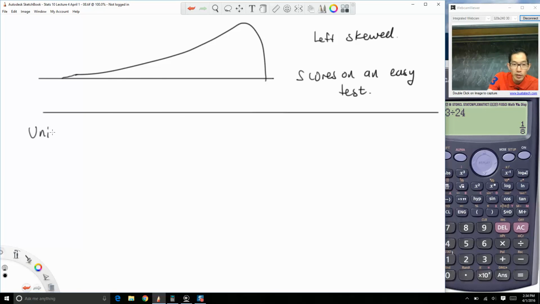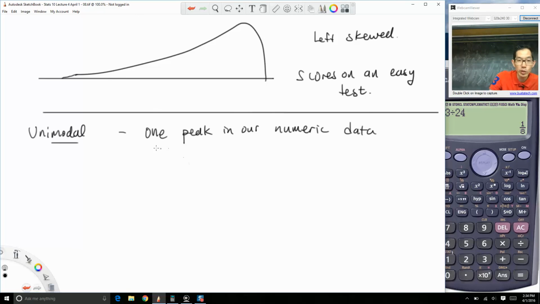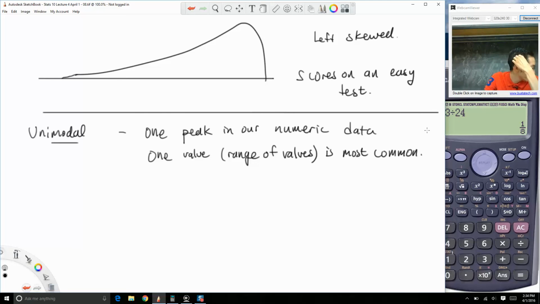All of these have been unimodal. Unimodal, or this idea of modality, talks about the number of peaks. So here we have one peak in our numeric distribution, or our numeric data. So that means one value, or one range of values, is most common. Okay, and then all other ranges are less common.